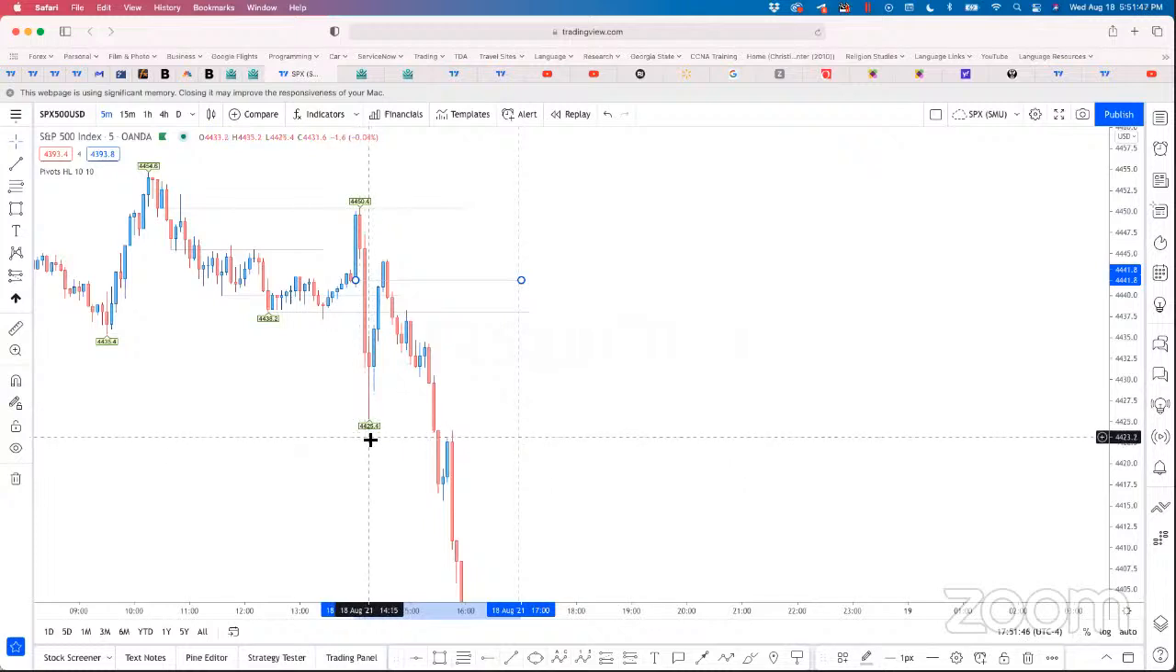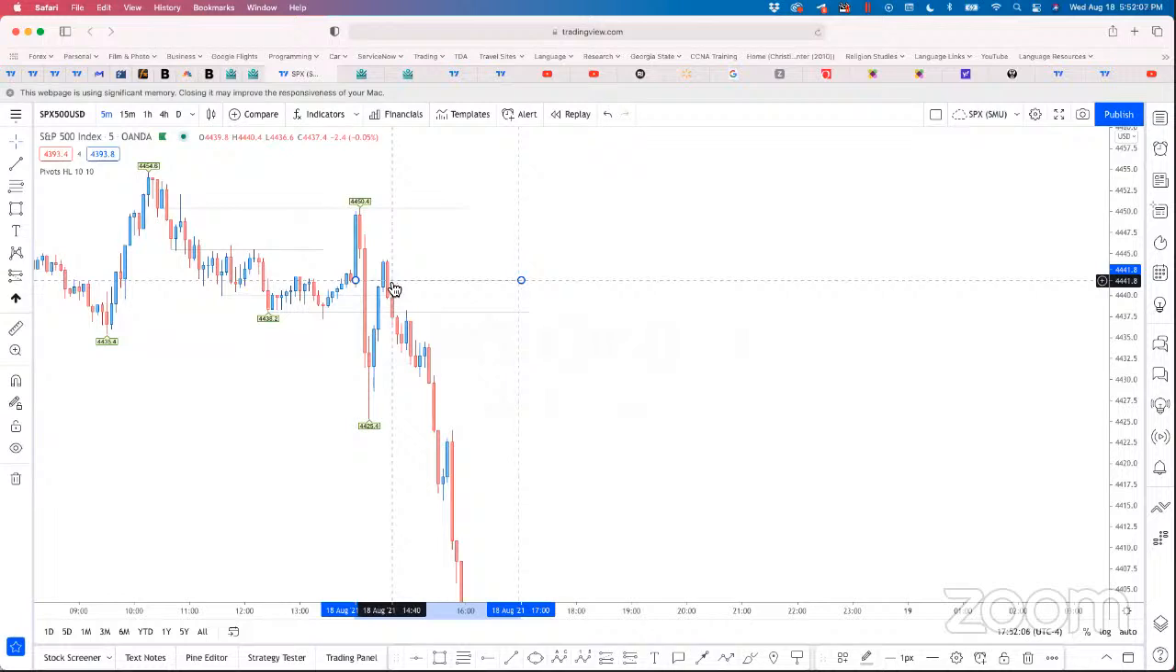When you see this new low got made, you need price to trade back up to either here, at most here, or somewhere in the middle of here. If it doesn't hold, that's your sell right here.